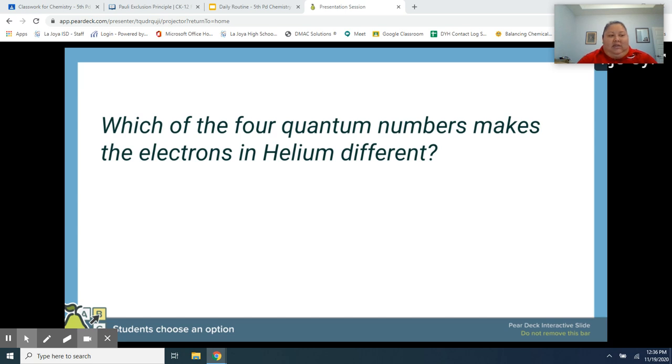So A, is it the principal energy level? Is it B, the orbital shape? Or is it C, electron spin? Let me put all the answers for you. Which one is it? A, B, or C? Is it the energy level, the orbital shape, or the electron spin that's different?